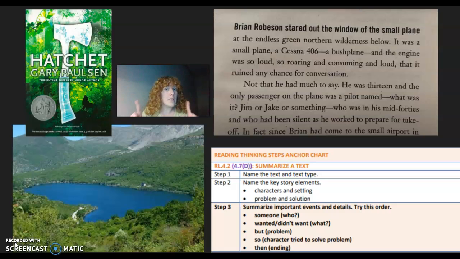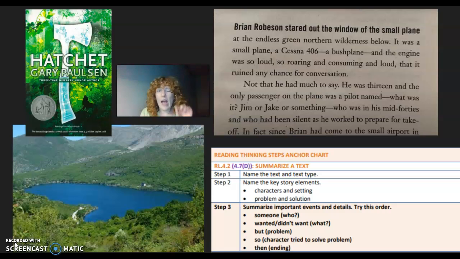Now, misconception alert. When we write summaries, we do not give reader opinions. Summaries do not have reader opinion. Only what the text is about. Do we give our opinion, class? No, that's right. I hope you did a disagree sign.